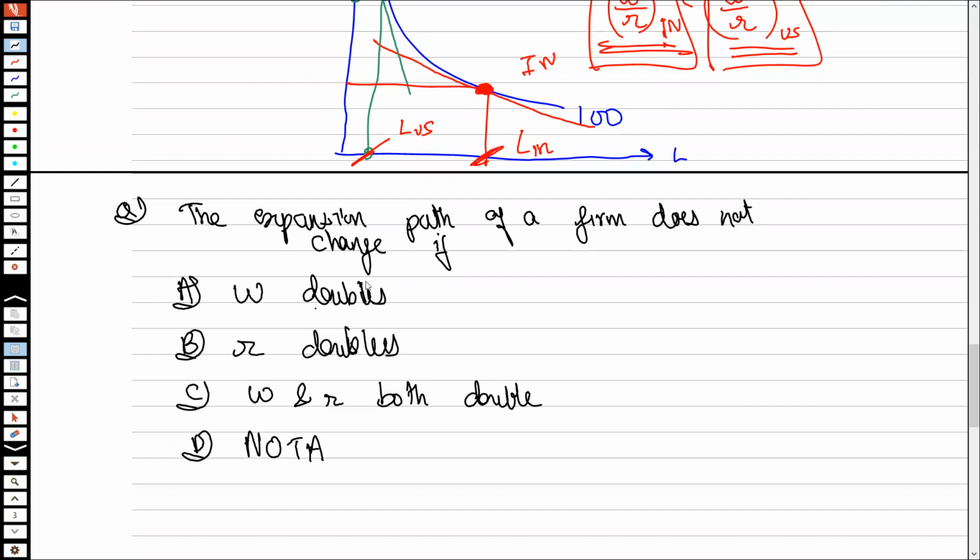So C. Okay, so Vinay is saying C. C when both double. Okay. Very good. It is C.